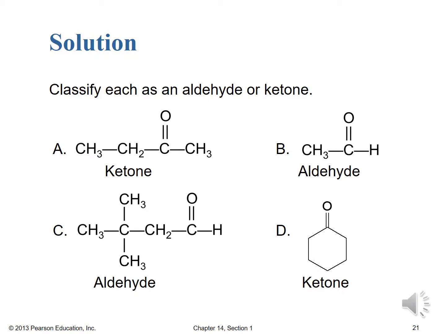Okay, so A, we have that carbonyl carbon bonded to 2 other carbon groups, and therefore we must have a ketone. For B, we have the carbonyl with a hydrogen on one side and a carbon group on the other, so that's an aldehyde. For C, we have, again, a carbonyl carbon bonded to a hydrogen on one side and then a carbon group on the other, so that's an aldehyde again.